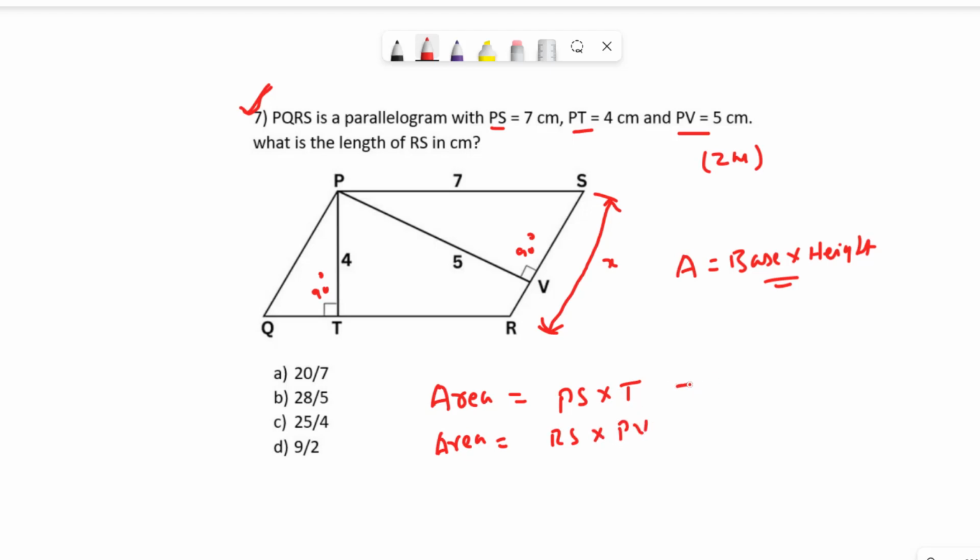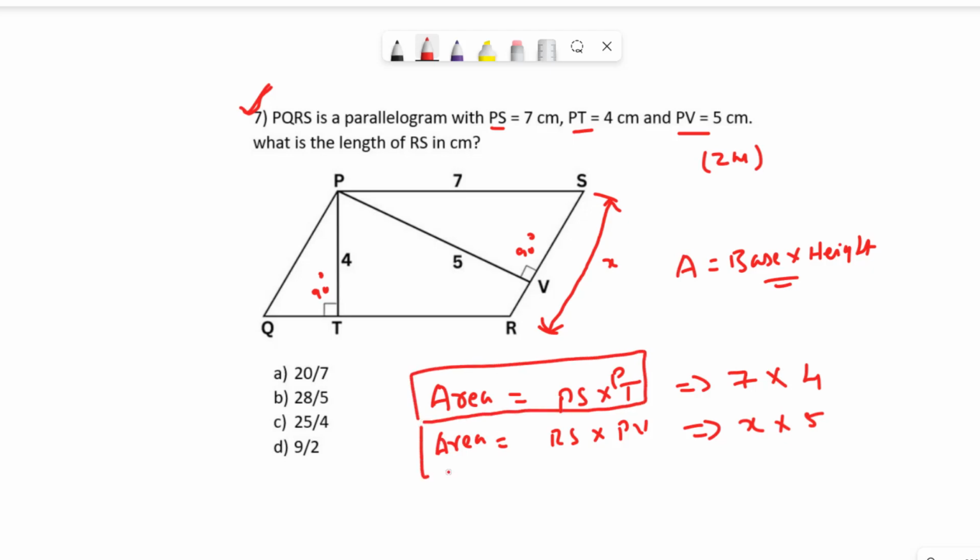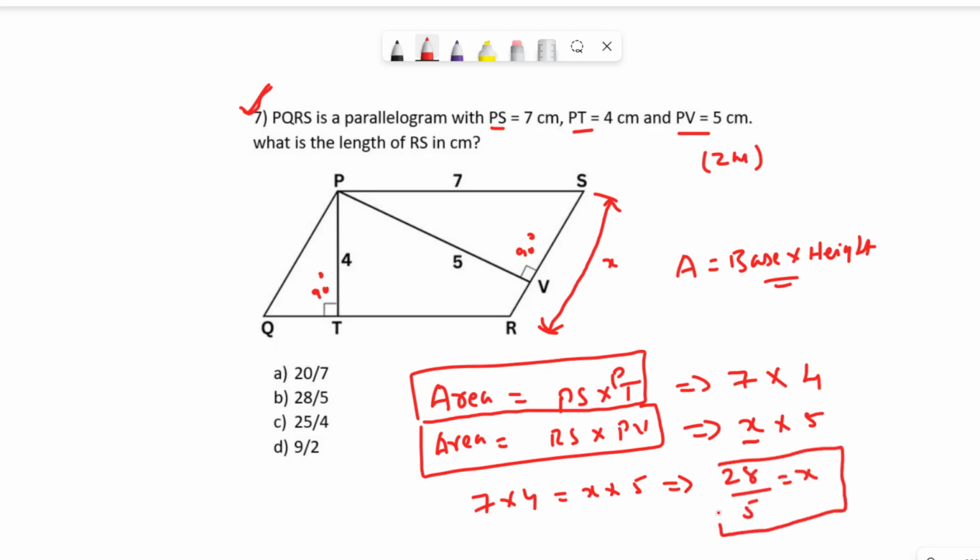So now this is PT and PS. This PS we already have, that is 7 times PT. What is PT? We have 4 here. What is RS? We don't know, that is equal to X into PV, which is 5. So we can calculate area by this or by this, so these two are equal. We can equate them to find the X value. So 7 into 4 equals X into 5. This gives us 28 by 5, so X equals 28 by 5.